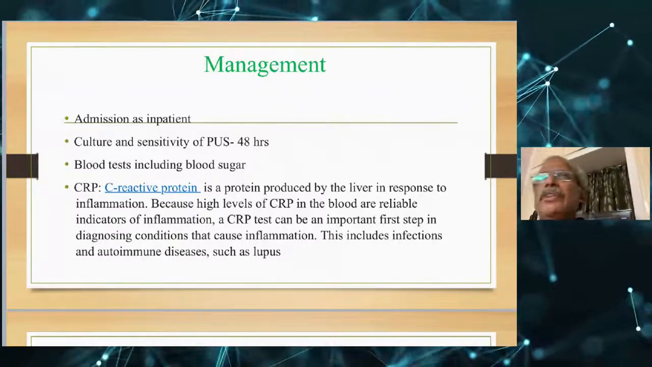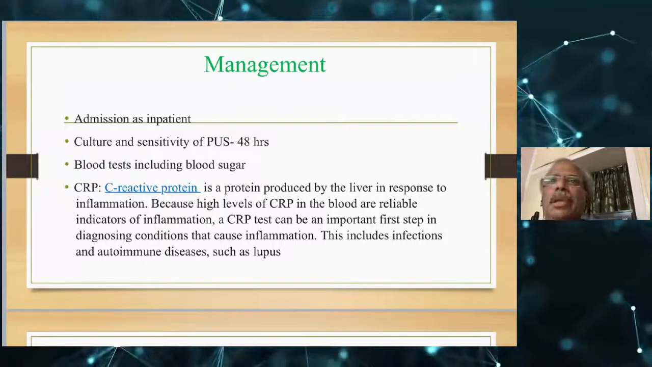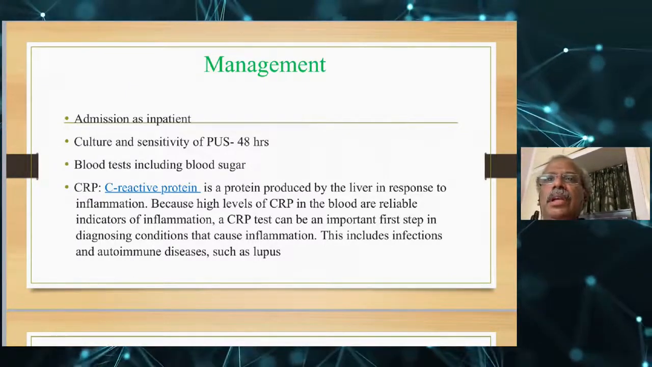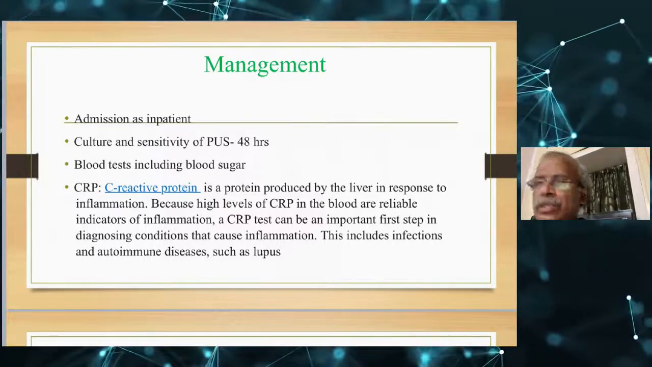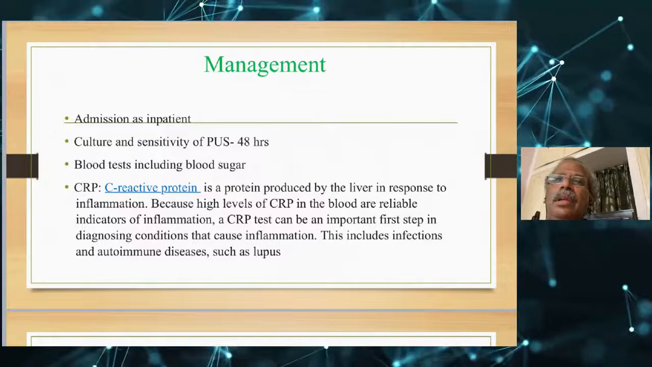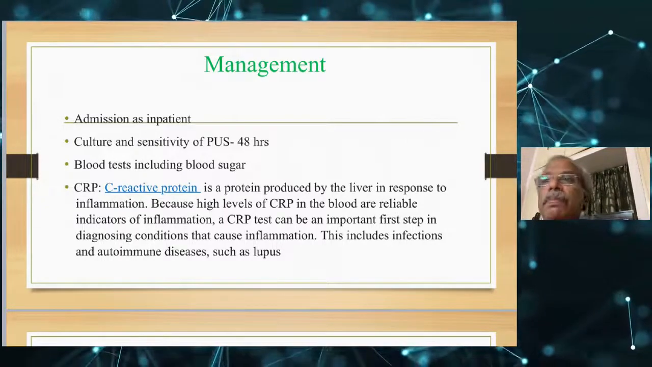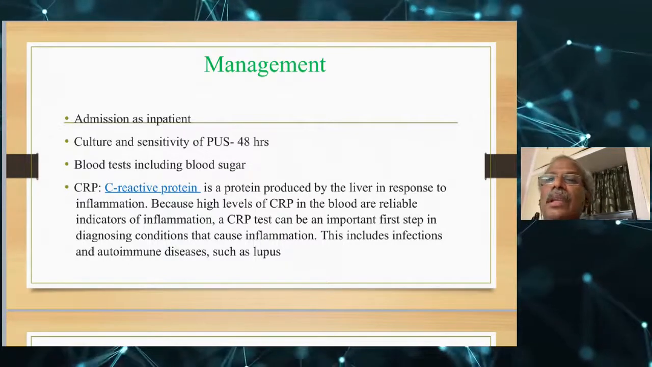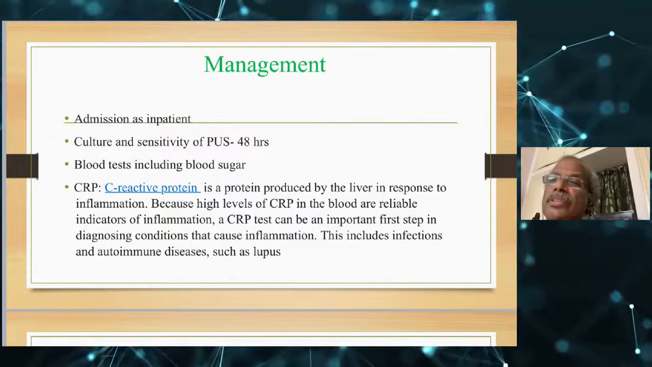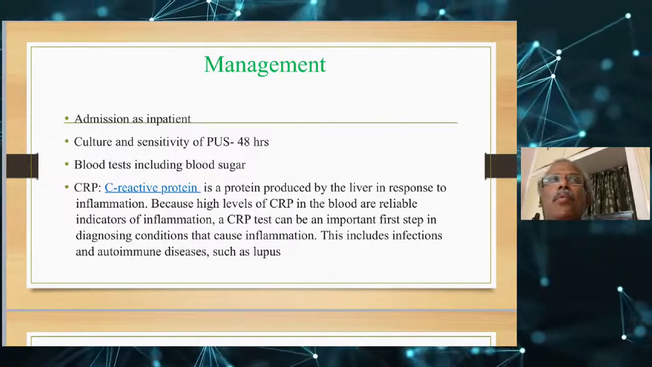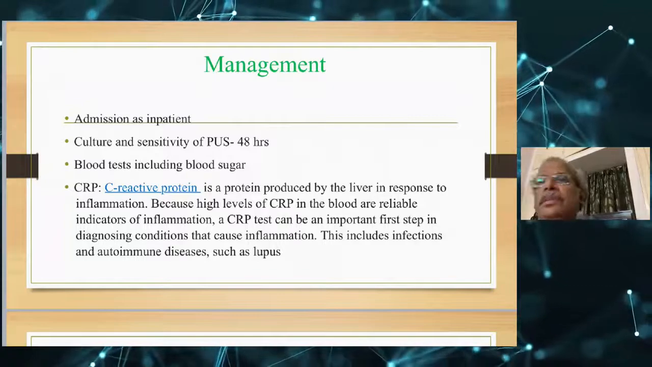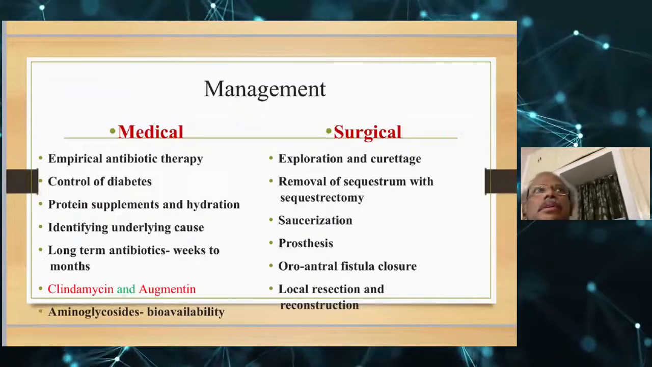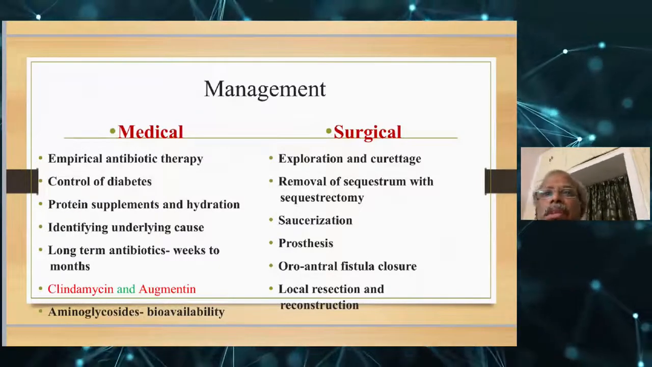So in our way, any patient who comes with osteomyelitis, the first thing is to admit the patient, take the pus for culture and sensitivity, and blood tests including the blood sugar. The first thing is to rule out whether the patient has any diabetes. CRP is very useful to show whether there is inflammation, a reliable indicator, and it is also very important to find out the prognosis of the prolonged treatment of osteomyelitis. So if you ask me, how do we treat osteomyelitis related to the maxilla or mandible?